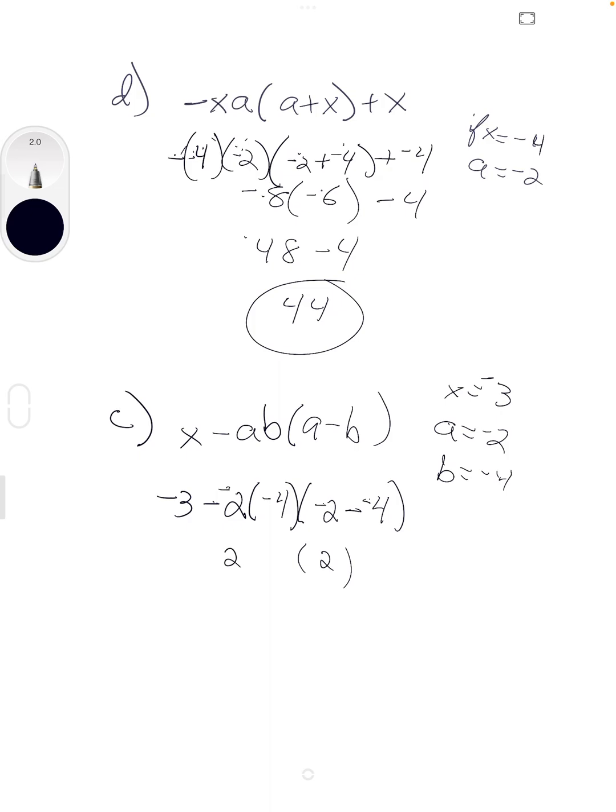Negative 2 is a positive 2 times negative 4. And then negative 3 plus that whole thing. So 2 times 4 is 8, times 2 is 16, so it's minus 16. And then negative 3, the answer is negative 19.